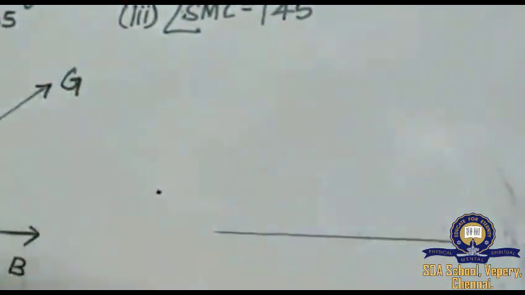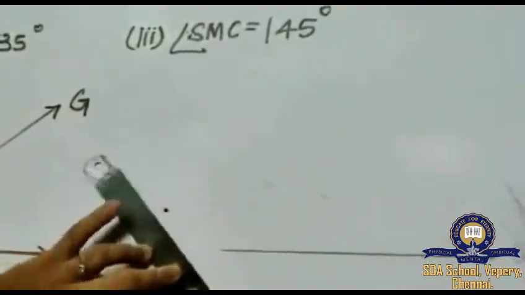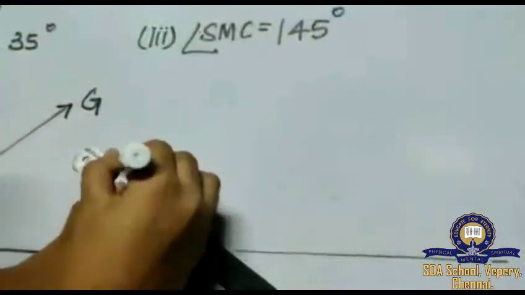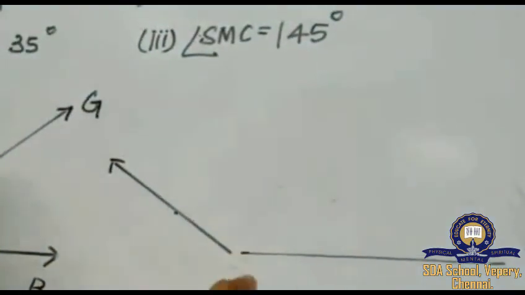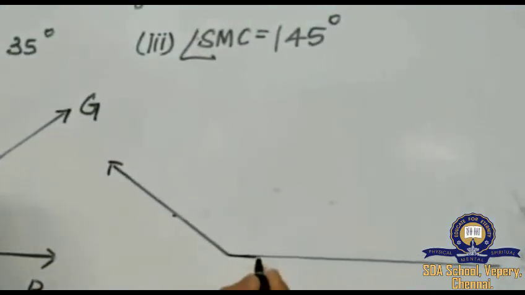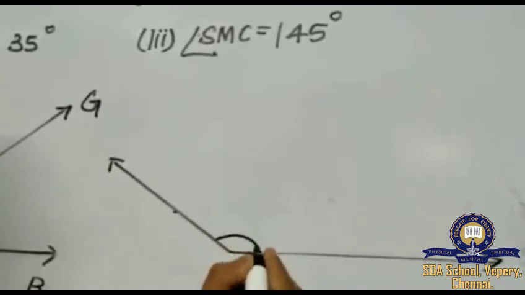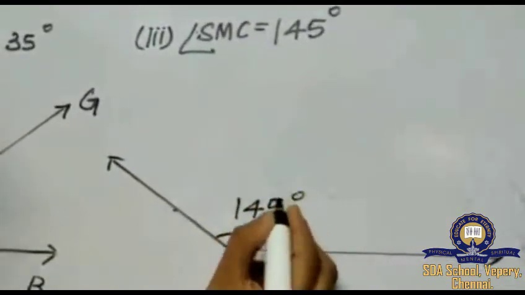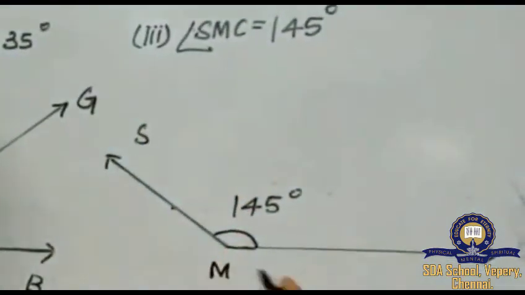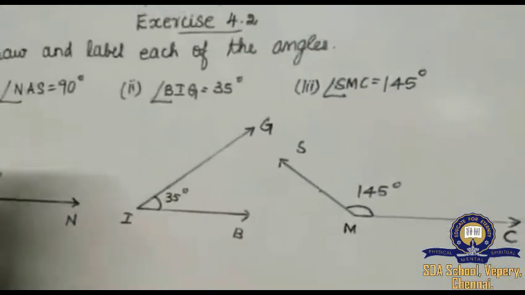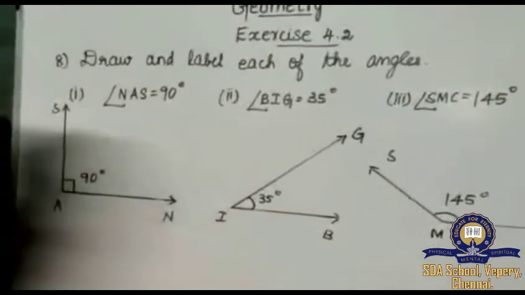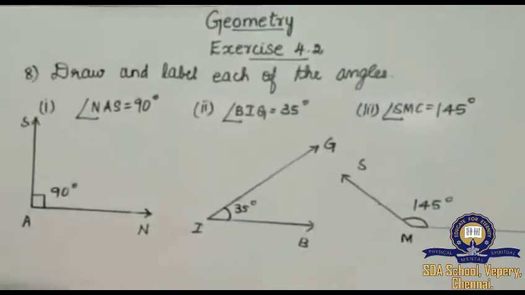With the help of the scale, I'm just going to draw the line. So this will be my 145 degrees. I'm going to write SMC. So this is how you draw and label the angles. I hope you would have understood, students.